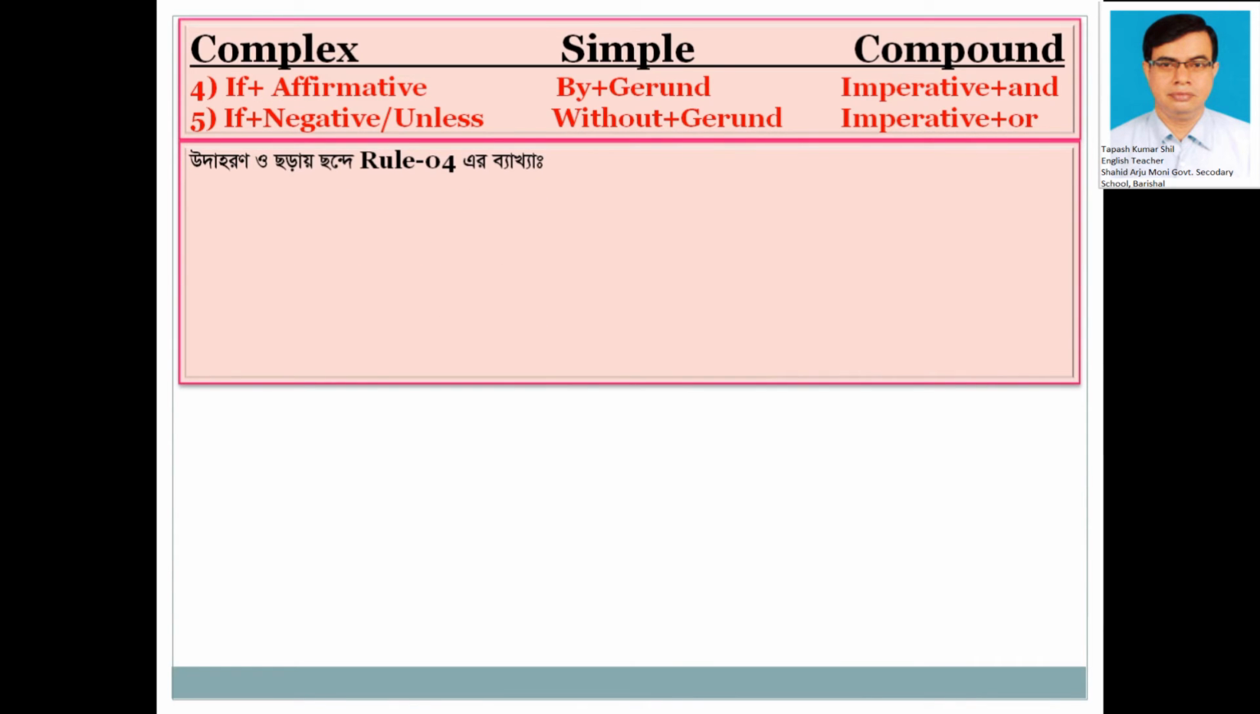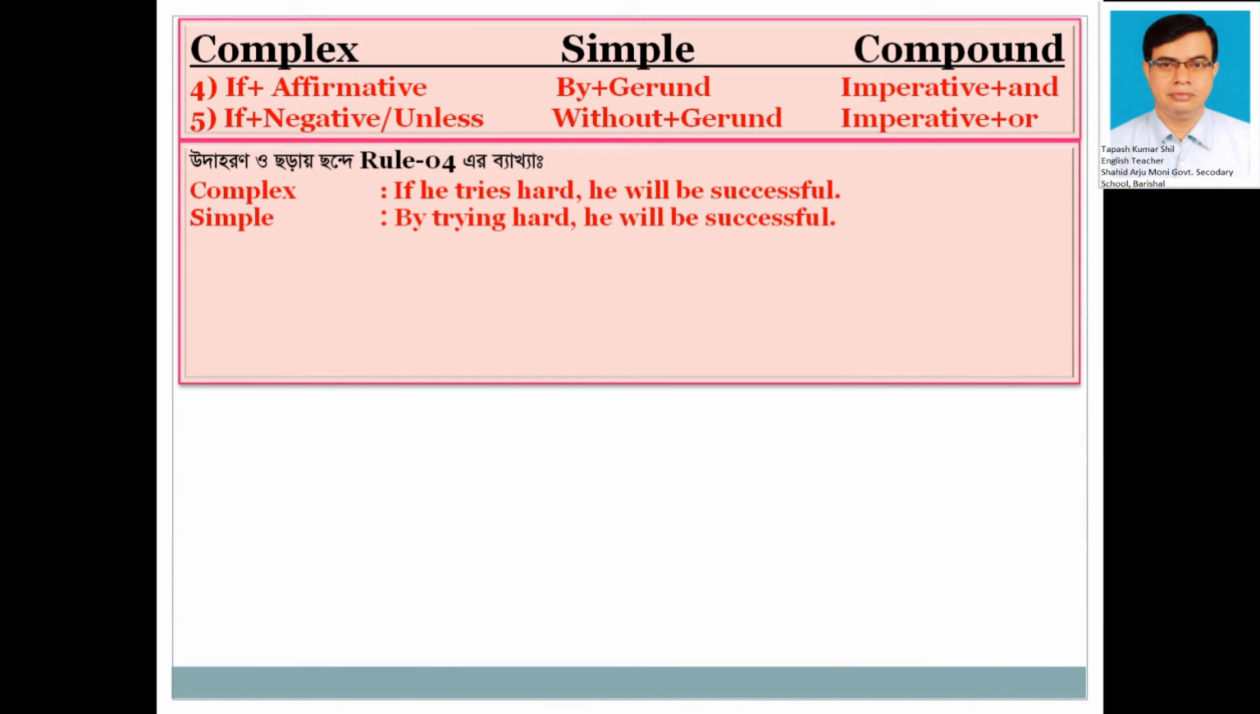Complex. If he tries hard, he will be successful. Simple. By trying hard, he will be successful. Compound. Let him try hard and he will be successful.